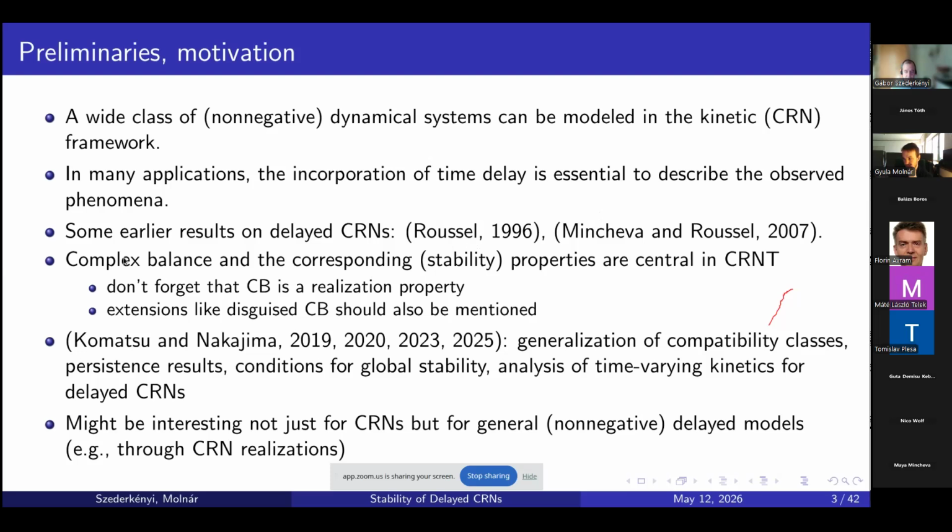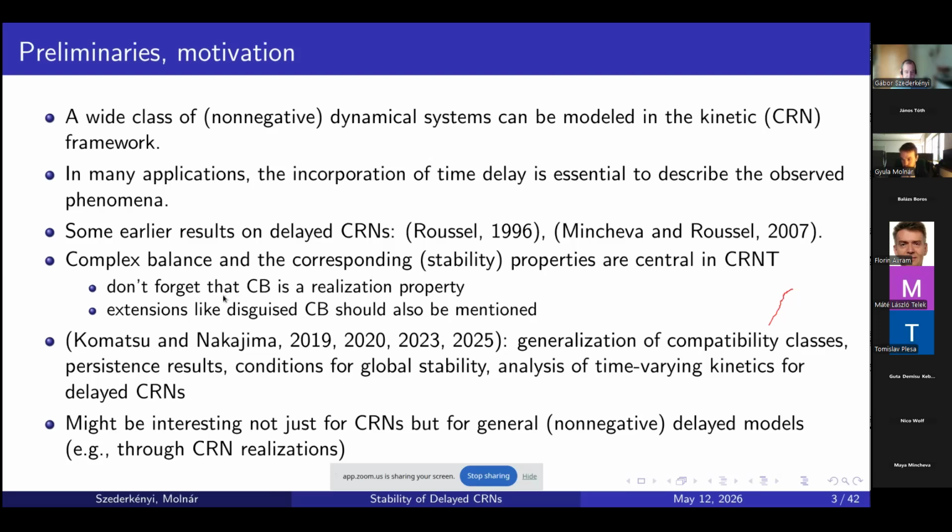We know that complex balance and the corresponding nice properties like stability are very important in CRNT and beyond, I think. Here, please do not forget that complex balance is a realization property, which means that it's not a property of the differential equations, but the property of the CRN realization of the differential equations. And this notion is being extended. So this means that the properties can be applied for a much wider system class.